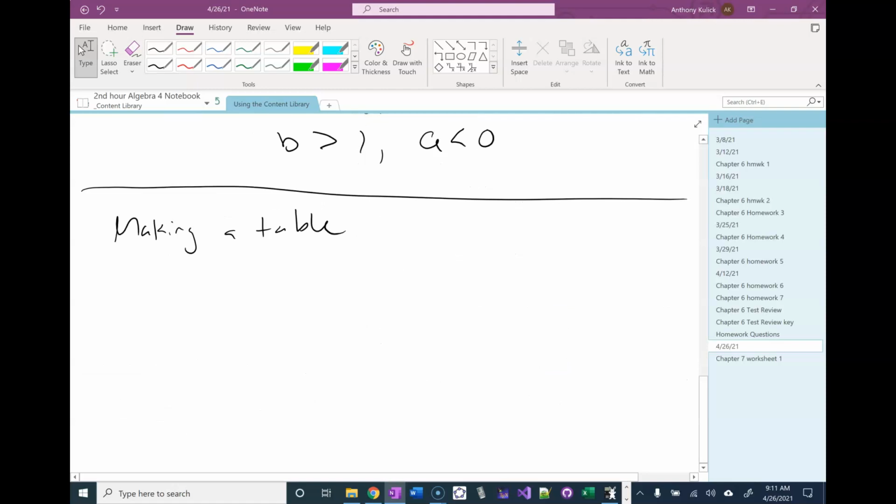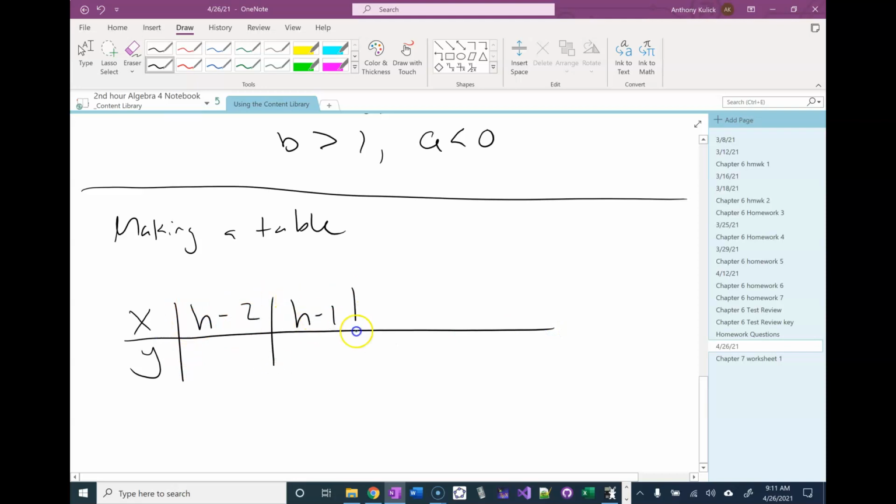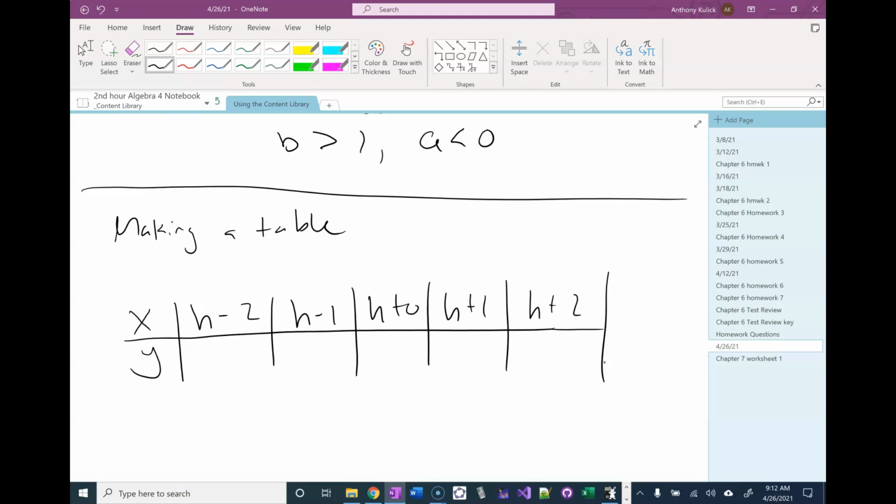So the way that we're going to choose our x's for our table is we're just going to take the h value and then subtract 2, then 1, then add 0, then 1, then 2. If we do that, we should be guaranteed values that are not too inconvenient to graph.